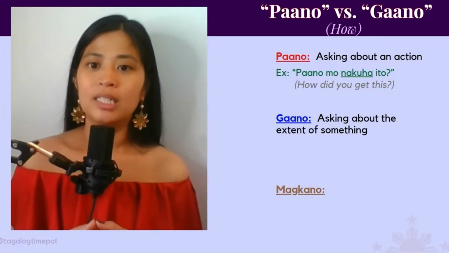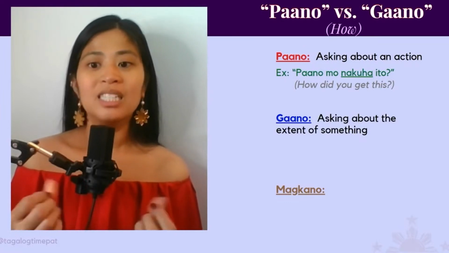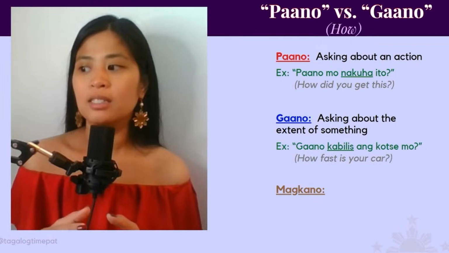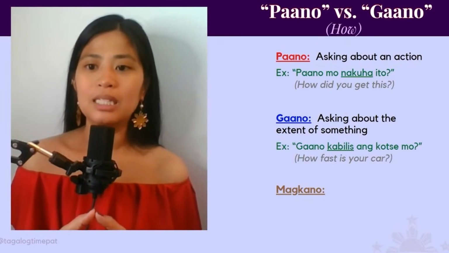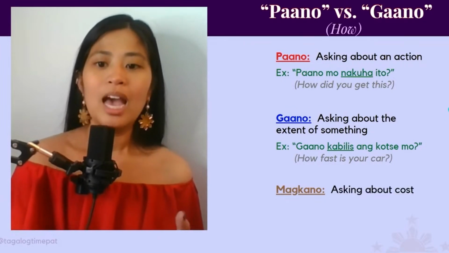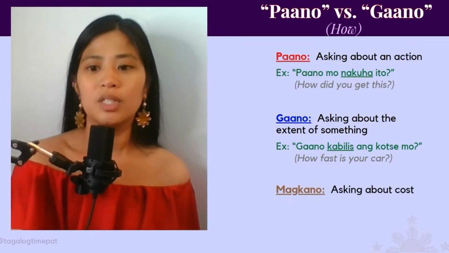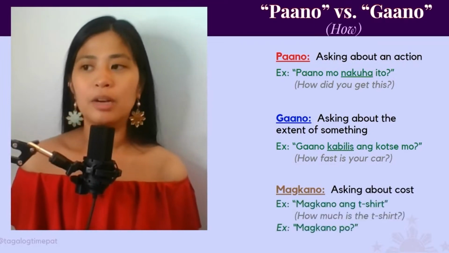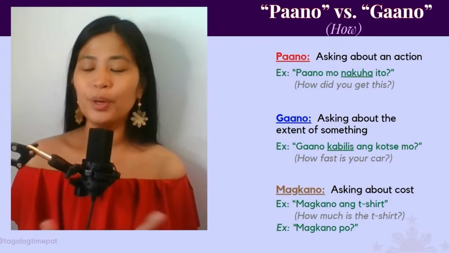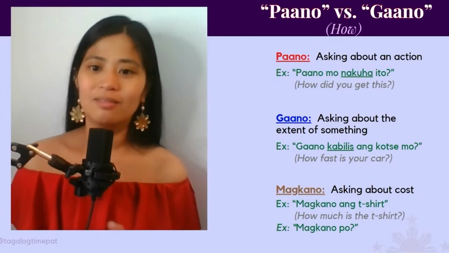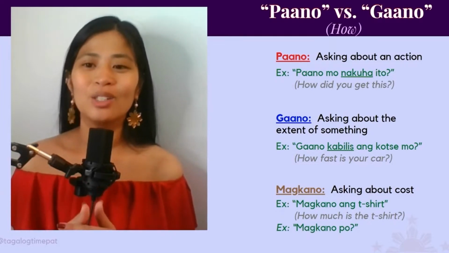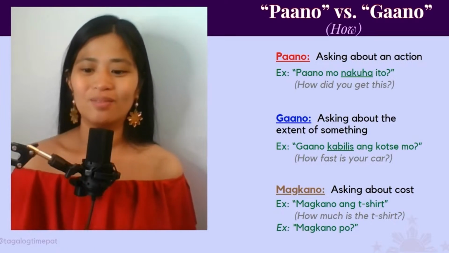Another way to ask how is gaano, but this is asking about the extent of something. Gaano kabilis ang kotse mo? How fast is your car? So it's asking about the speed of your car. And then magkano is asking about the cost of something. Magkano ang t-shirt? How much is the t-shirt? Or magkano po? How much is this po? Po is just a sign of respect. So how much is this? Okay, so very interesting. These words sound alike, but they are used for different situations.